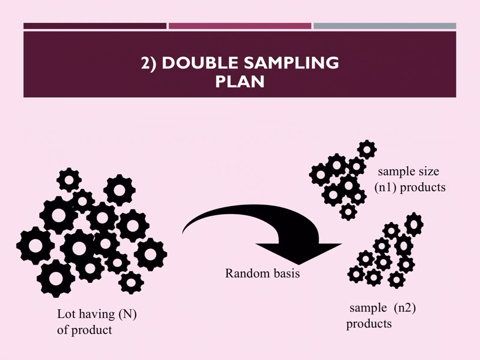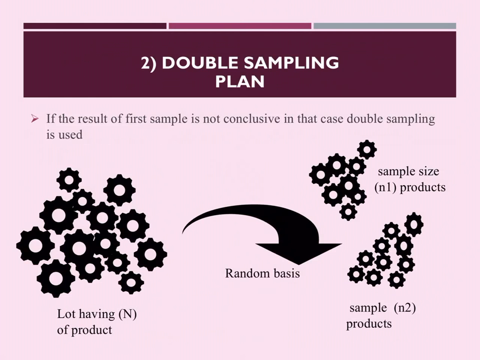Next type is the double sampling plan. In this case, instead of a single sample, we take another sample to make the decision of acceptance or rejection. If the result of the first sample is not conclusive, in that case we will use this double sampling plan. If you are not able to take the decision from the first sample, then we will go for the second sample. So, from the combined effect of these samples, we can come to know whether to accept the lot or to reject the lot.